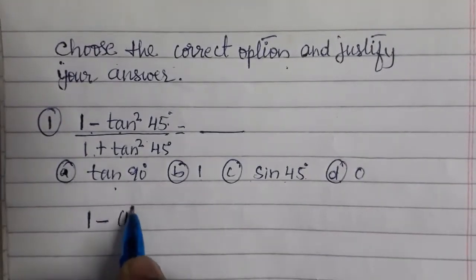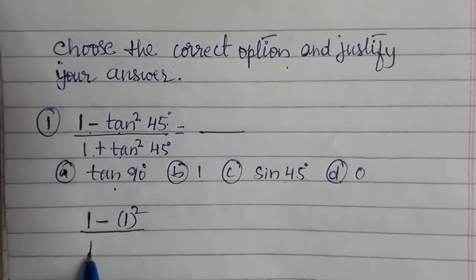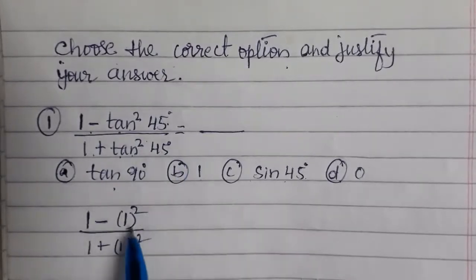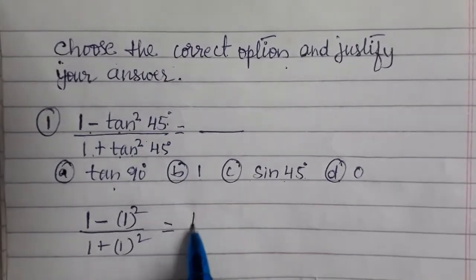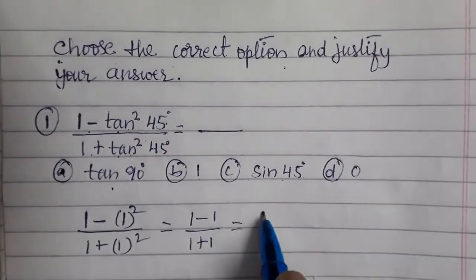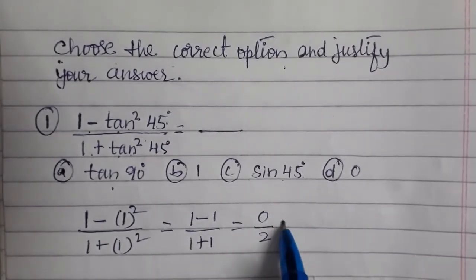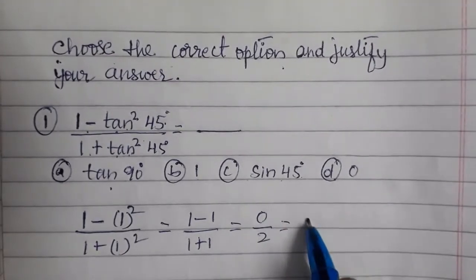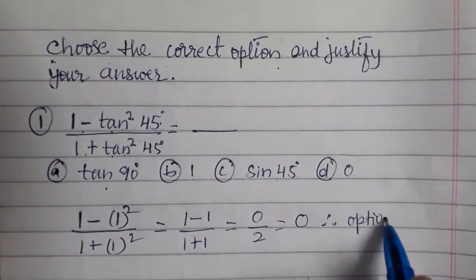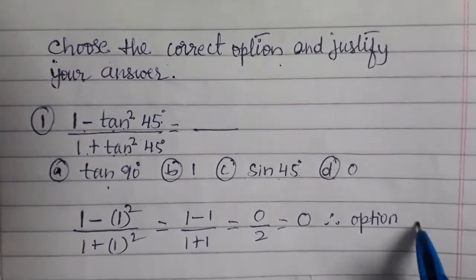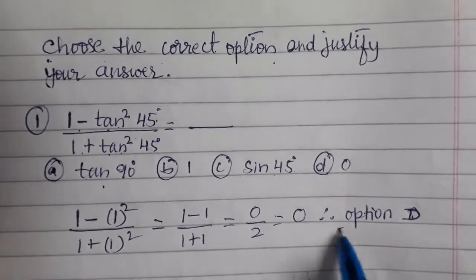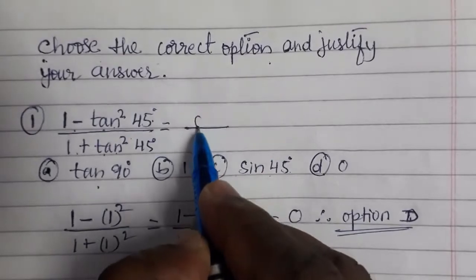1 square by 1 plus 1 square. tan² 45, tan² 45. So 1 square. So 1 minus 1 divided by 1 plus 1. 1 minus 1 is 0 by 2. 0 divided by any number is 0. So therefore option D. Option D is correct. So the answer is option D.